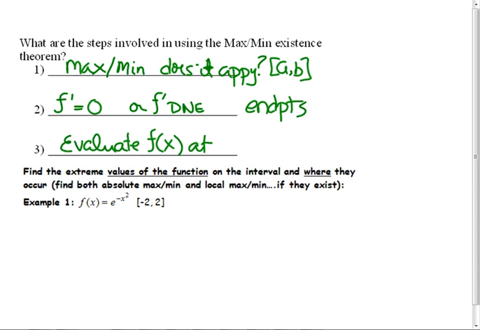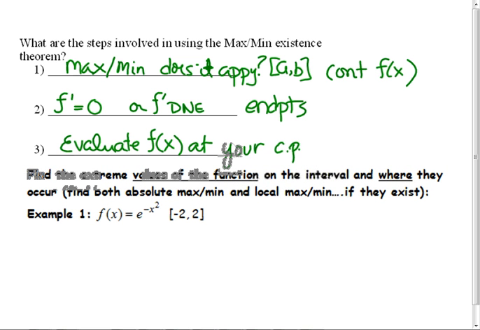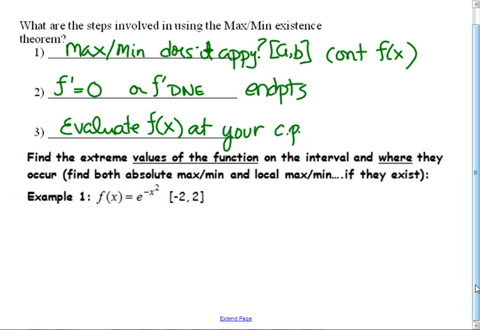Evaluate f of x at your critical points. Closed interval and continuous function. It took me a long time to get through all this yesterday, but that's really all there is. So if I look at my example 1, is e to the minus x squared continuous? Is it on a closed interval? Yes. Okay, so it applies. Next step is to find where the derivative is 0 or it doesn't exist. And then I have to evaluate everything.